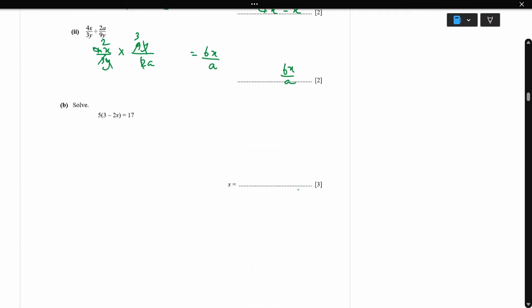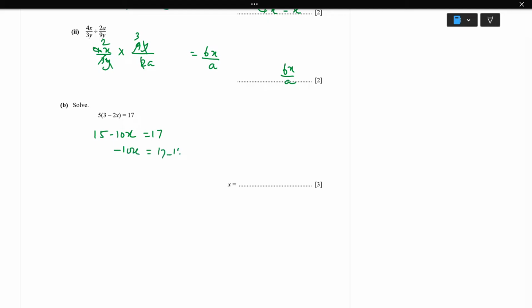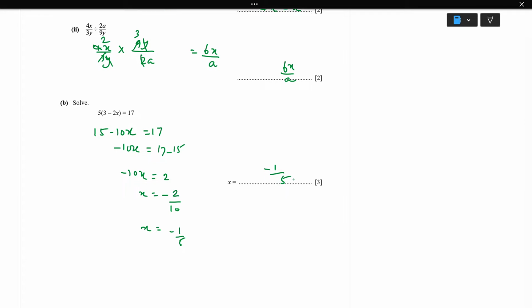The next question, solve. First we need to expand, which is 15 minus 10x equal to 17. So minus 10x equal to 17 minus 15, which is 2. So x equal to minus 2 over 10. Yes, x equal to minus 1 over 5. So minus 1 over 5 is the answer.